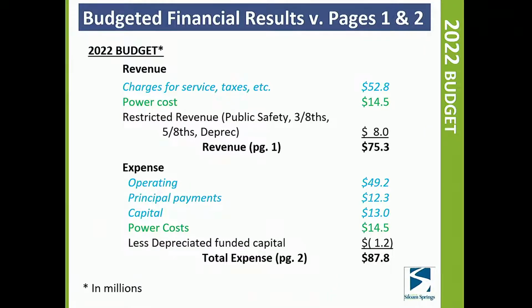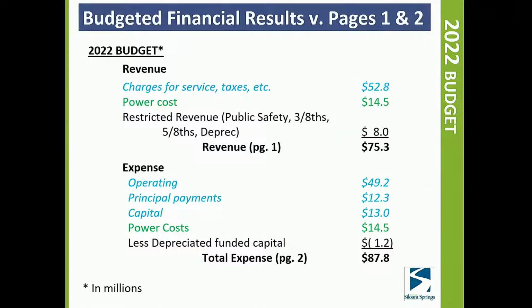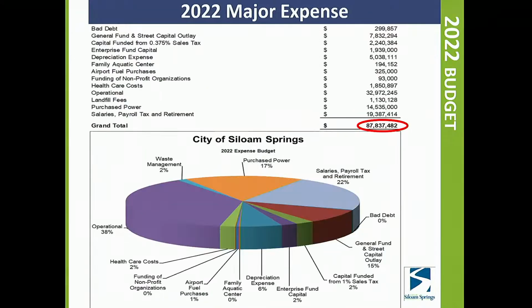The next 2 slides are presented to show that the reconciliation agrees with page 1 and page 2. So if you look on this slide in the middle, revenue, page 1, 75.3. I've circled this here. The grand total is 75.3. Expenses are 87.8. And here on page 2, 87.8. Are there any questions related to the reconciliation of the budget summary to page 1 and page 2?